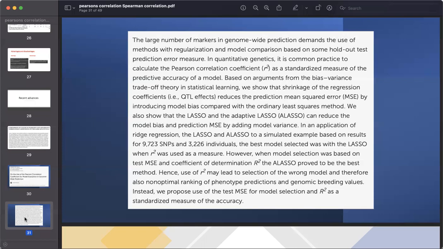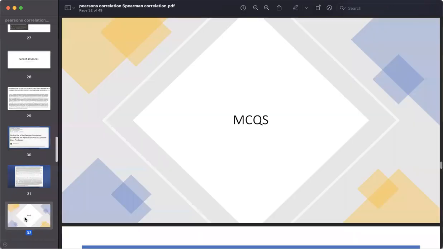However, when model selection was based on the test MSE and coefficient of determination R square, the adaptive lasso proved to be the best method. Hence, use of R square may lead to selection of the wrong model and therefore also non-optimal ranking of phenotype prediction and genomic breeding values. Instead, we propose use of the test MSE for model selection and R square as a standardized measure of the accuracy. Now it's time for MCQs.